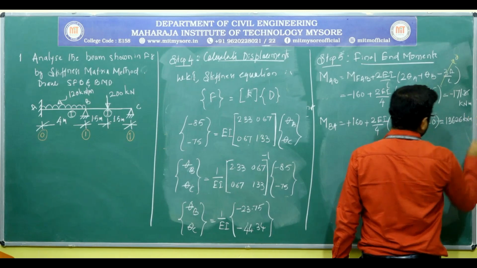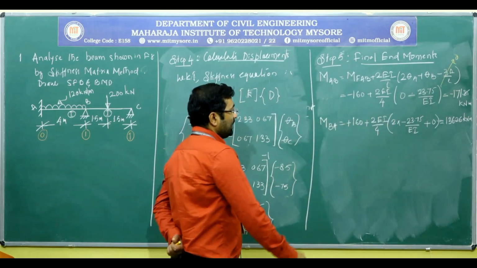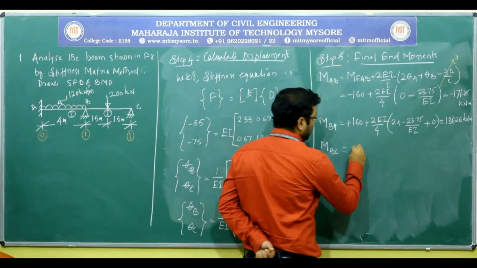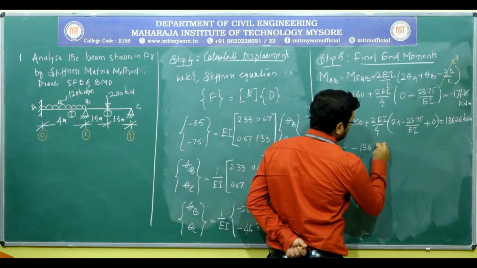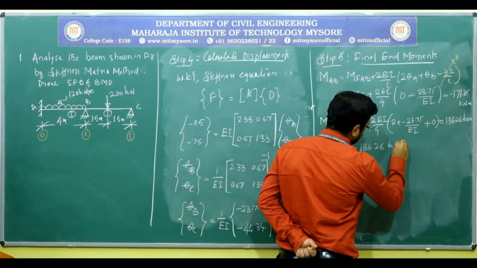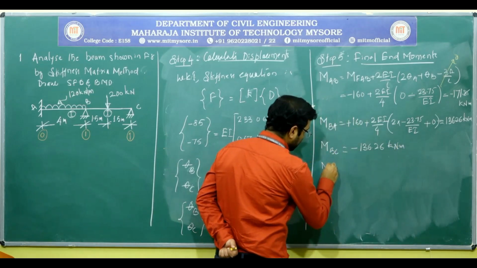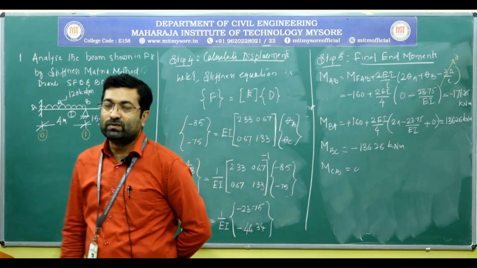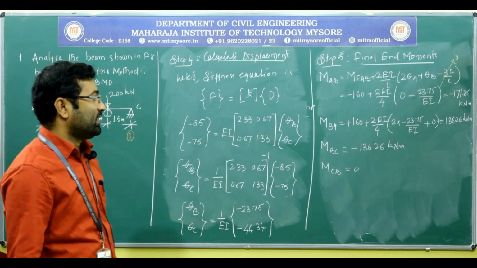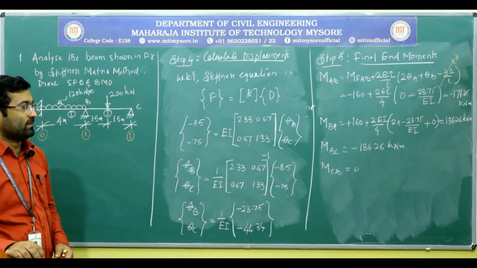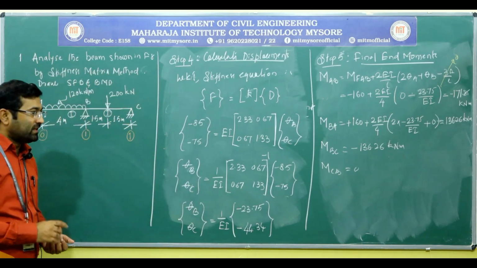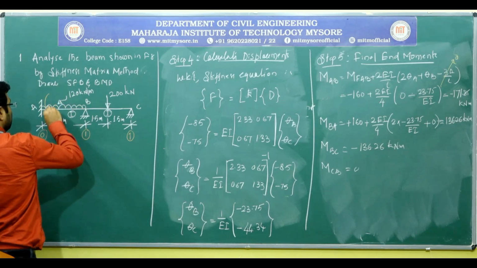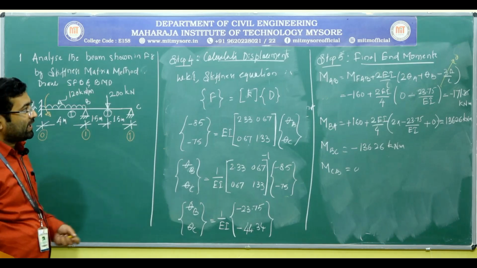136.26 kilonewton meter. And similarly, if I continue to the next span, that is MBC, I will get minus 136.26 kilonewton meter. And lastly, for MCB, we will get the moment as 0 because the support C is hinge in nature. So, once we do this, what do we need to do? We need to represent all these bending moments in the loading diagram.